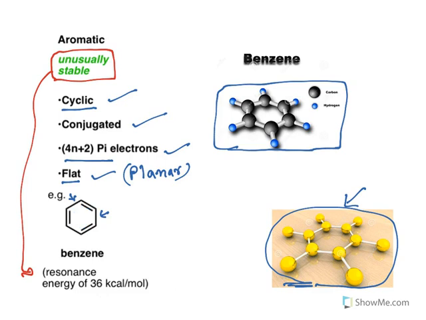Now, 4n plus 2 pi electrons. Let us understand this. This is the Huckel rule. n is an integer. Integer means 1, 2, 3, 4 kind of thing. If n is 1, what happens? 4 into 1 is 4, plus 2 is 6 pi electrons. So, in order to be aromatic, the cycle should have this many electrons.